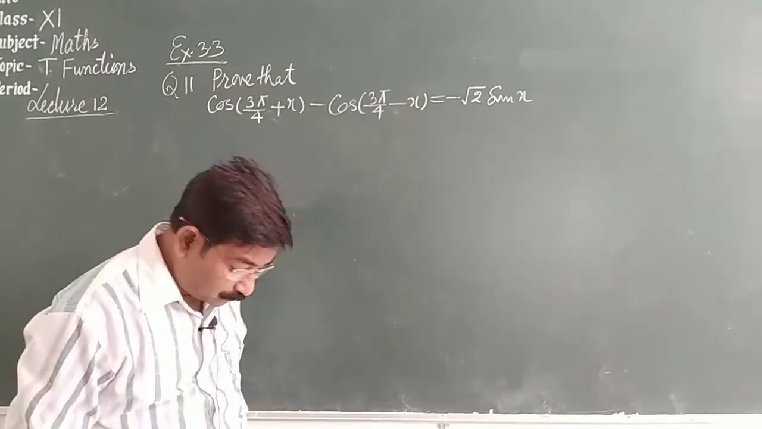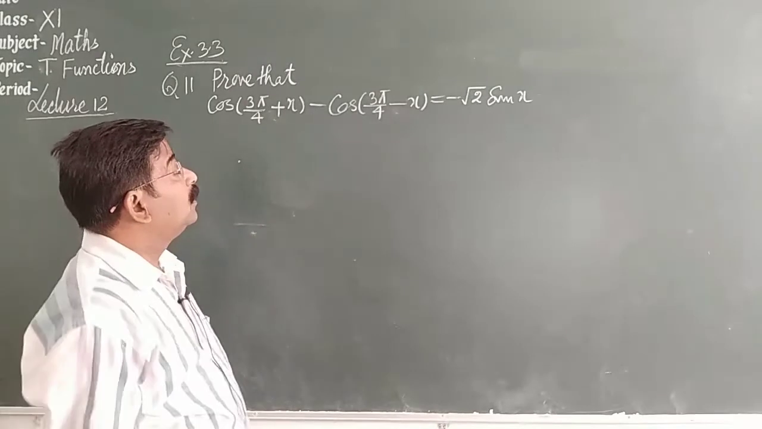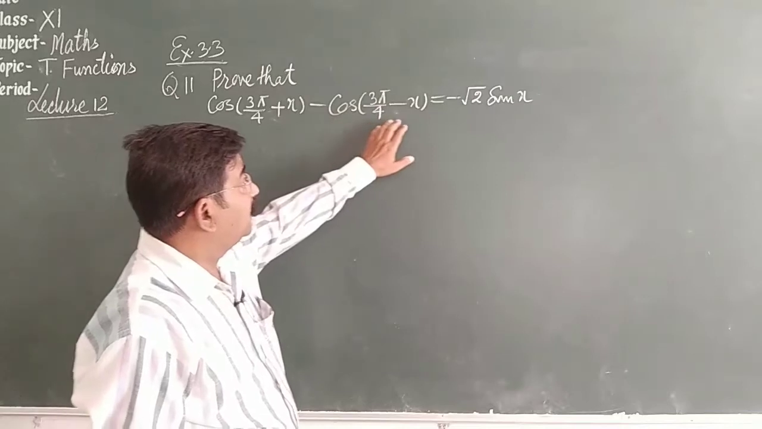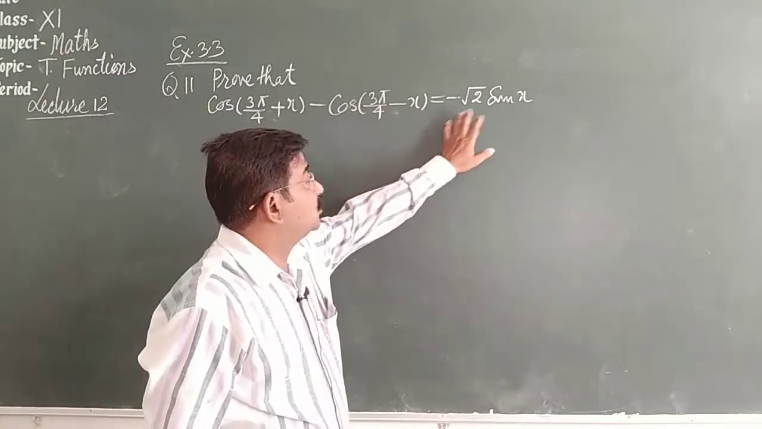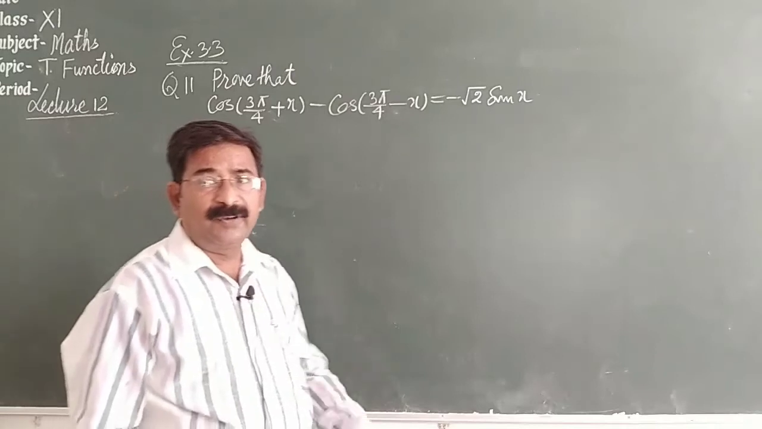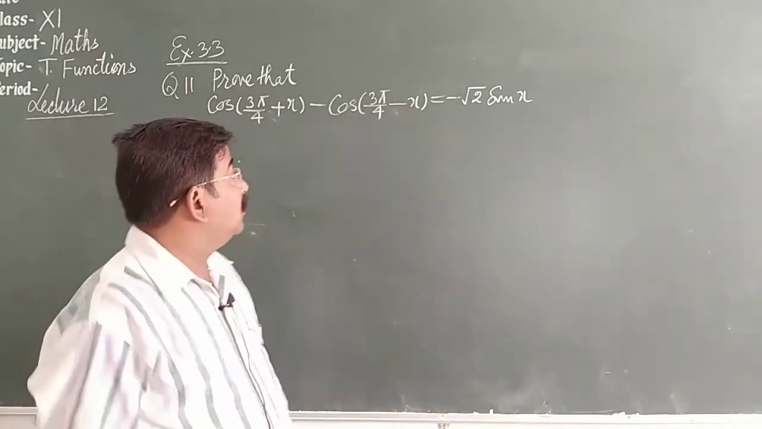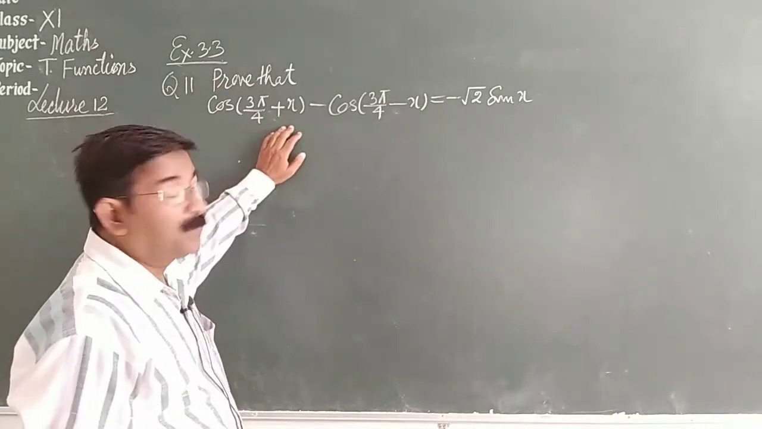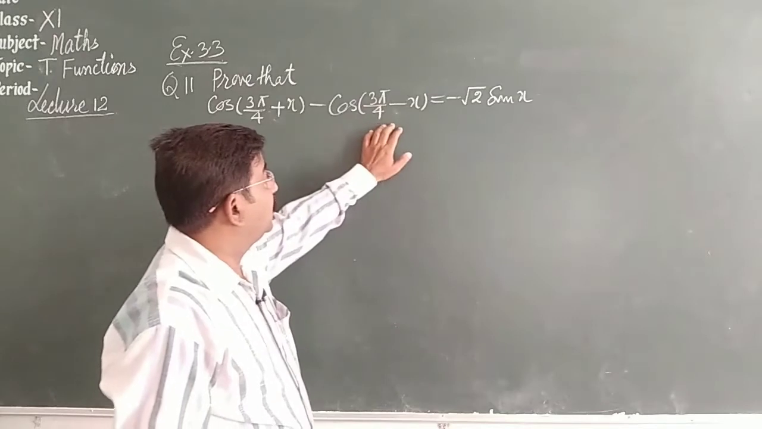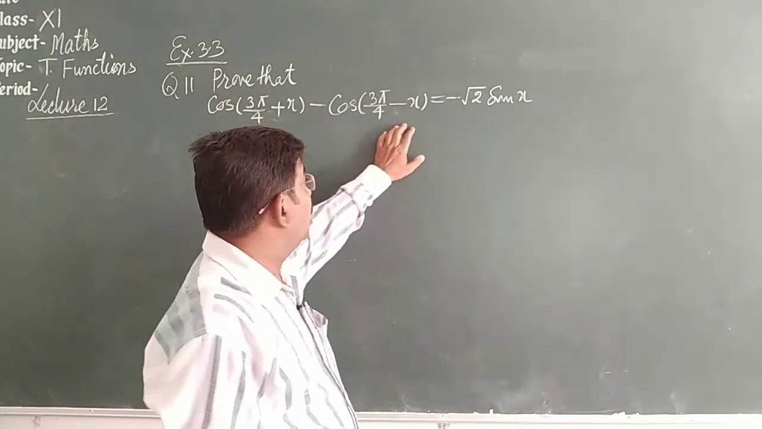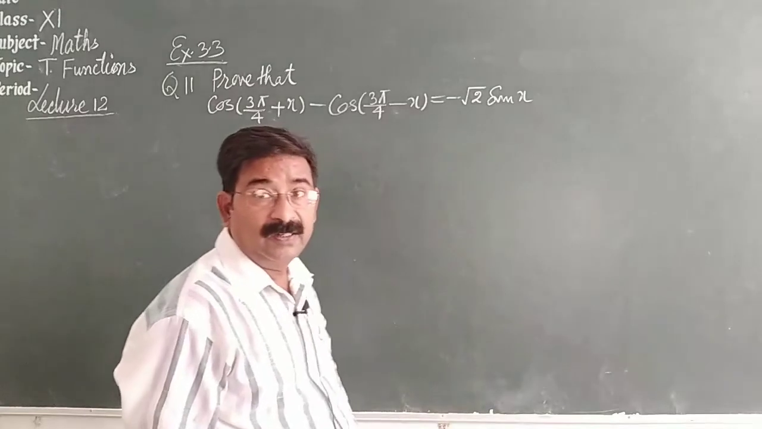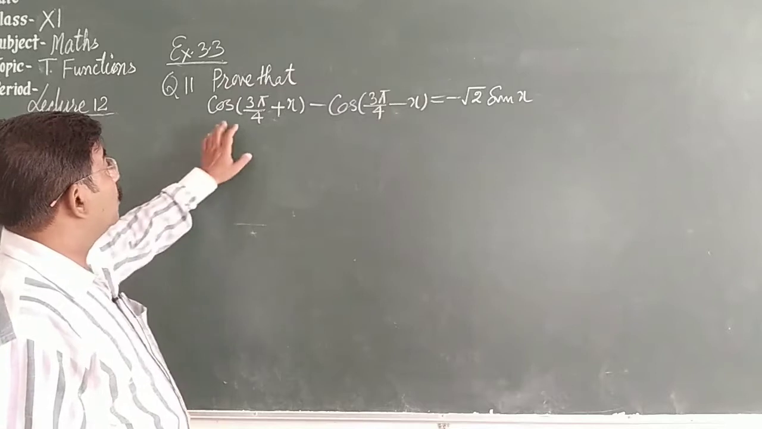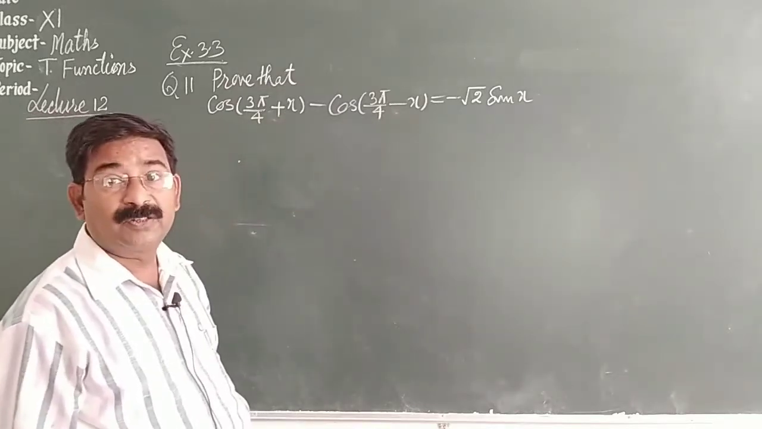See, in this question we are given cos 3 pi by 4 plus x minus cos 3 pi by 4 minus x is equal to this much. This can be solved by different methods. Like we can break this in the formula cos a plus b, and this can be broken into cos a minus b, and then simplify, we can get the result. Another method, we can use cos a minus cos b formula.